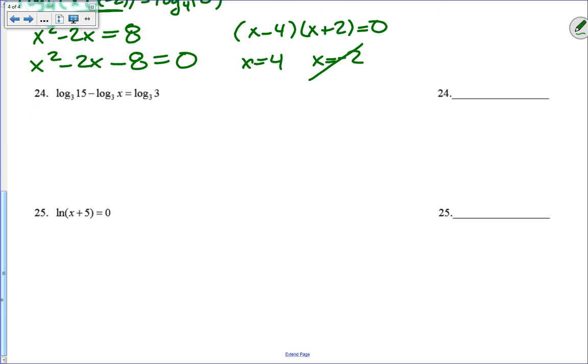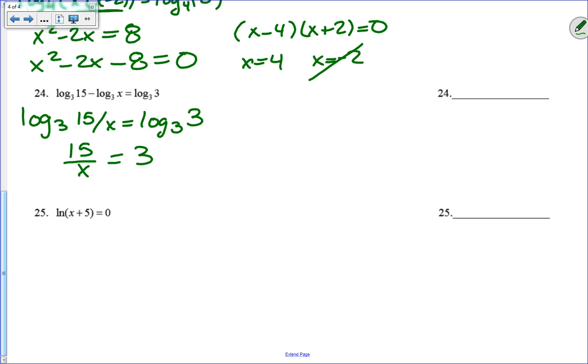All right, lastly, these last two. Now we have a similar situation, but we have subtraction now on that left side. How do we combine those? Right, so we're going to have log base 3 of 15 over x equals the log base 3. So now we can take and set them equal to each other, right? So what's going to be equal to what? What is x going to be? So we can get that x out of there. We get 15 equals 3x. x is equal to 5.